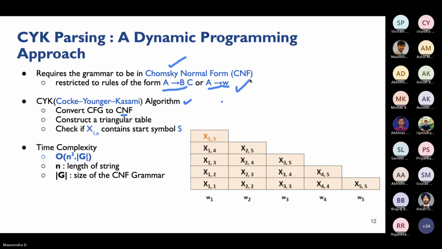Sir, one question. Here in CNF, both B and C are non-terminals, right? Yes. And if it would be CFG, then it could be terminal, non-terminal, or a mix of both, right? You are right. So CNF comes under CFG. So all CNFs are CFGs, but all CFGs are not CNFs. Got it. Thank you.